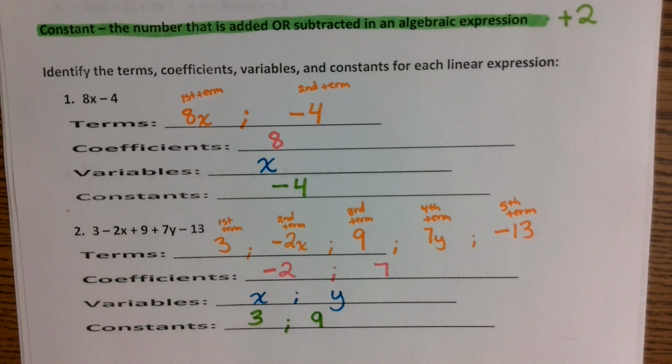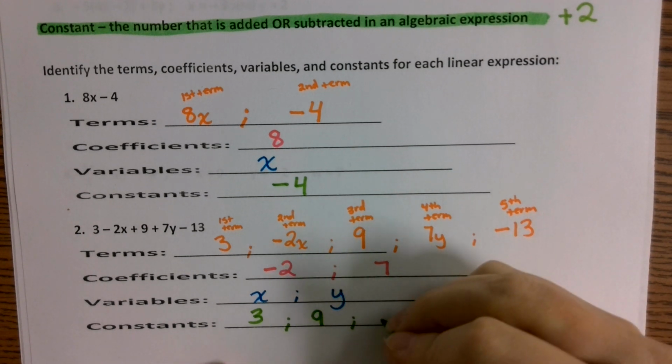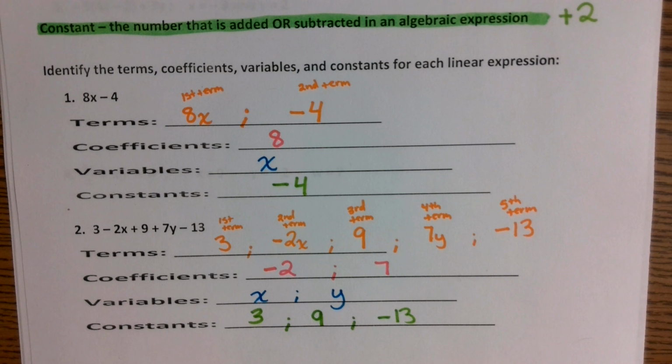Do we have any more constants up here? Amaya? Go ahead. -13, very good. That last term, the fifth term, happened to be a negative because it says -13. Okay, so that's the breakdown of terms, coefficients, variables, and constants. Everybody pretty good? All right, so go ahead and flip it on over to the back.